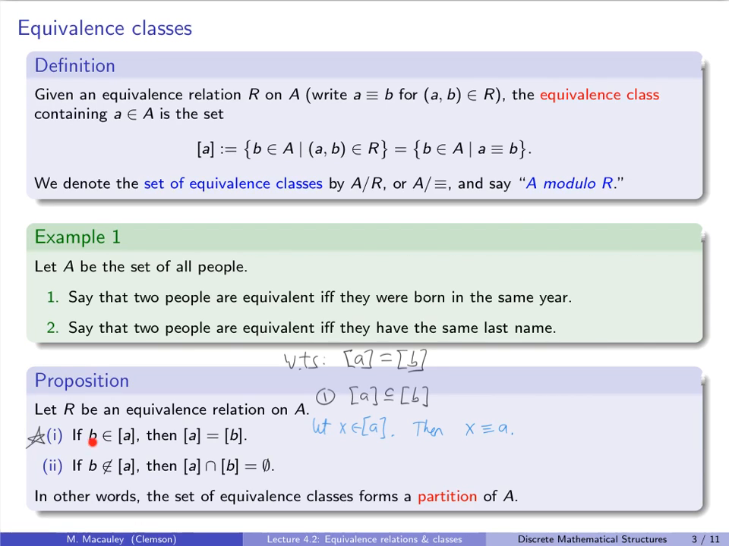Now, because B is in this same equivalence class, we know that A is equivalent to B. So now we have x is equivalent to A, and A is equivalent to B. So by transitivity, x is equivalent to B, and that means that x is in the equivalence class containing B.